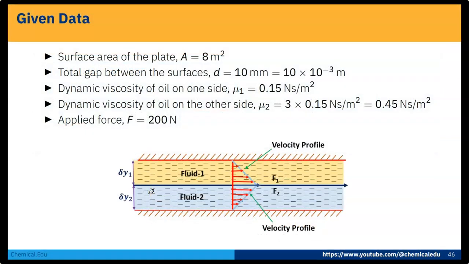So first, what are the given data? The surface area of the plate A is 8 meter square. Total gap between the surfaces d is 10 mm, so that is 10 into 10 to the power minus 3 meter. Now dynamic viscosity of the oil on one side, mu1, is 0.15 Newton second per meter square. The dynamic viscosity of the oil on the other side is mu2, so 3 into 0.15, that is 0.45 Newton second per meter square. And applied force is 200 Newton.